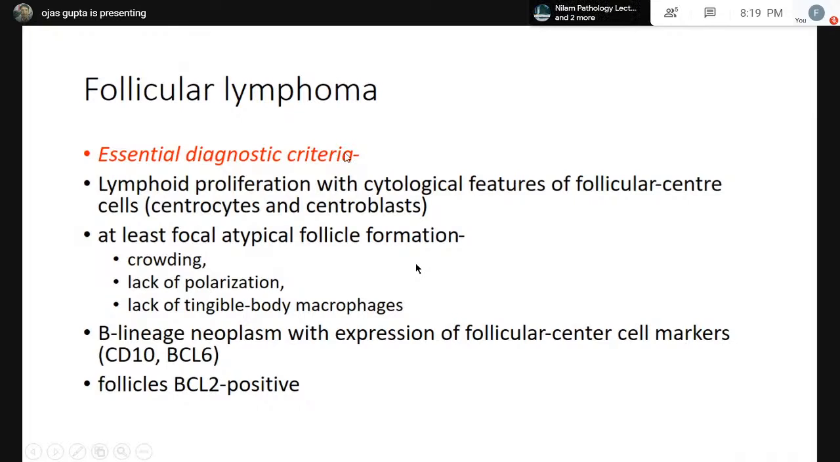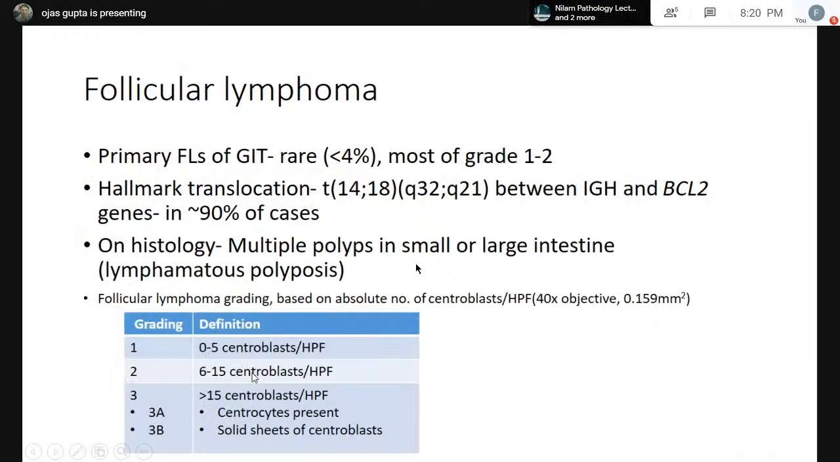So what are the essential diagnostic criteria? Here the lymphoid proliferation will be there with cytological features of follicular center cells, that is centrocytes and centroblasts. At least focal atypical follicle formation will be there, there will be crowding, loss of polarization, lack of tingible body macrophages. These B-lineage neoplasms will express follicular center cell markers, that is CD10 and BCL6, and they will be positive for BCL2.